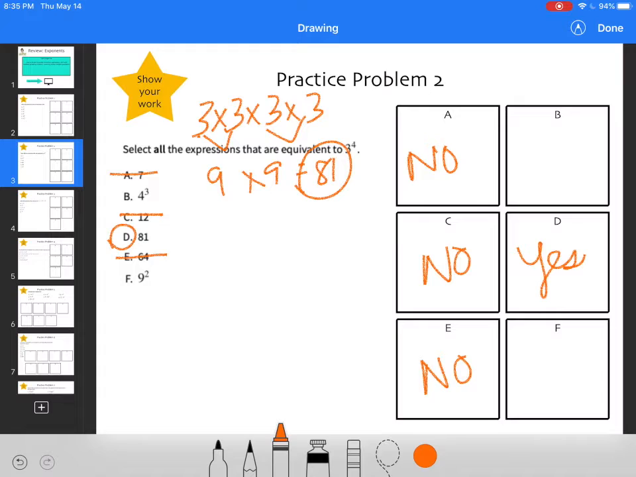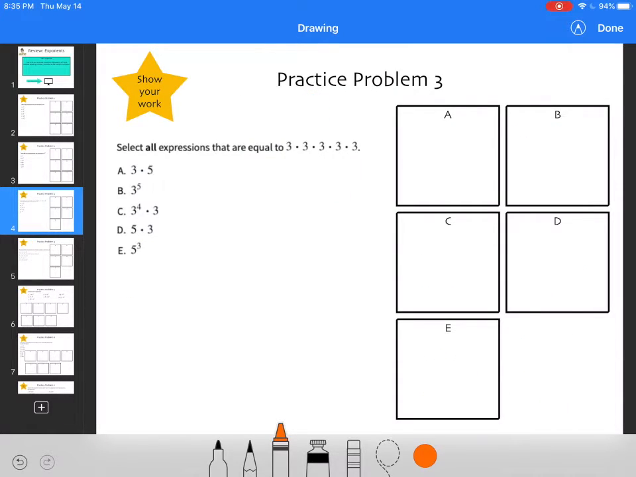All right, so now I've got to figure out B and F. So 4 to the 3rd power means 4 times 4 times 4, which would be 16 times 4, which we figured out is 64. So B is out. So then 9 squared is 9 times 9, which is 81, so F is in.